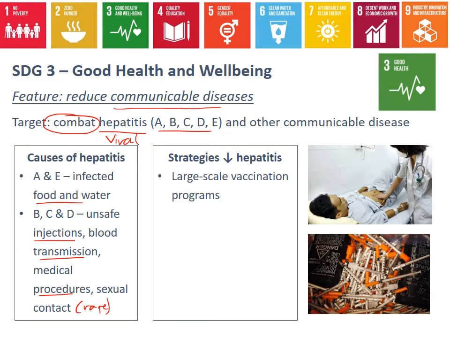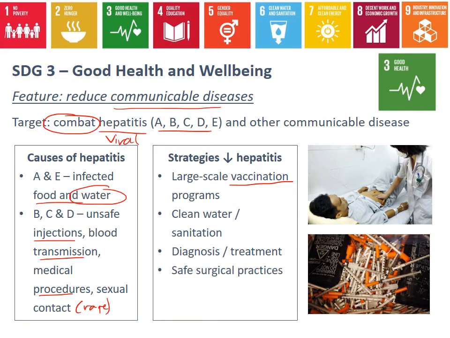Strategies that can reduce this: large-scale vaccinations. So there are vaccinations available for most of the types of hepatitis. Clean water and sanitation, again, because some of it is spread through unsafe water. Diagnosis and treatment, again, if we can treat people, they're less likely to pass it on. Safe surgical practices, so in hospitals, having access to gowns and gloves and masks and all of those things that we kind of take for granted. And also needle or syringe exchange programs can be a really effective way of preventing people from sharing needles.